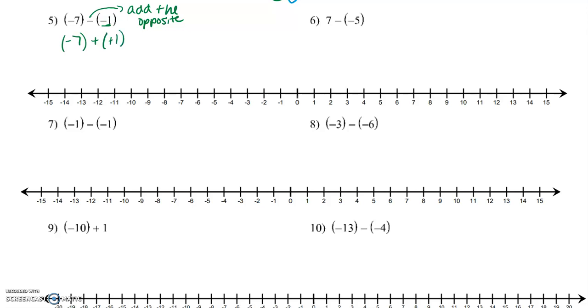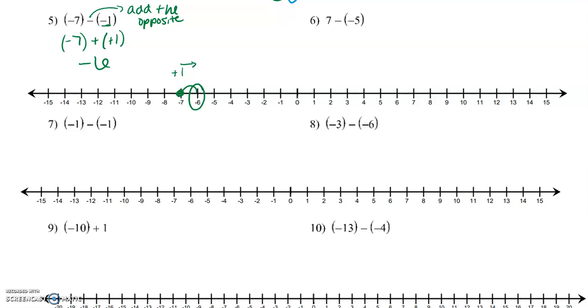So now let's see what our answer would be. We start at -7, and if we add a +1, we are going to go 1 unit to the right. And our answer would be -6. I would highly encourage you to pause the video at some point, try the problems ahead of me, and then you can check yourself as you go.